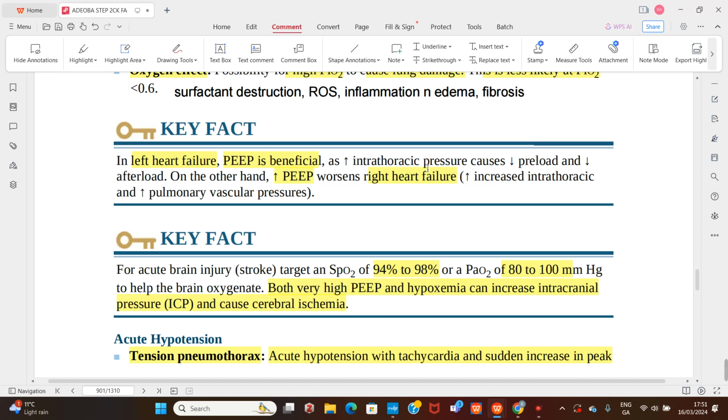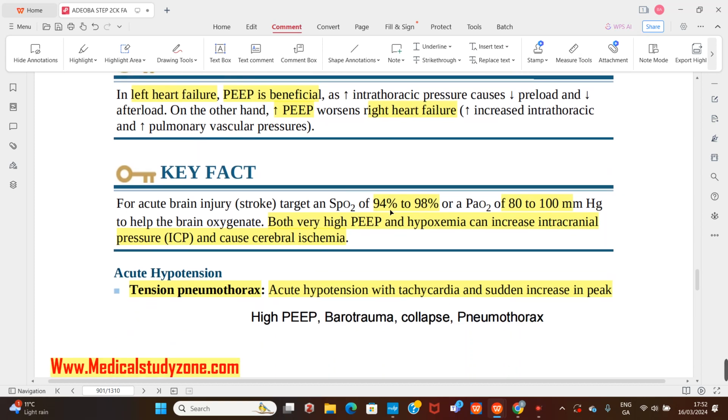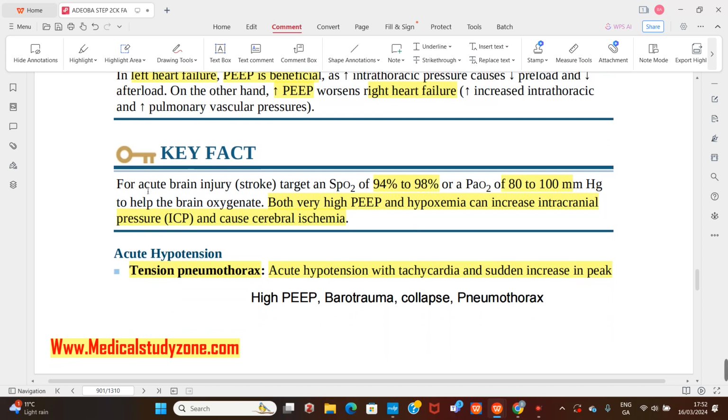So that's why most of the time, when you want to treat someone that has right heart failure, they are preload dependent. You have to keep bombarding them with fluid. You give IVF. Very, very important. You give them fluid because they are preload dependent, people with right heart failure. So that is that. It can also lead to acute brain injury and stroke.